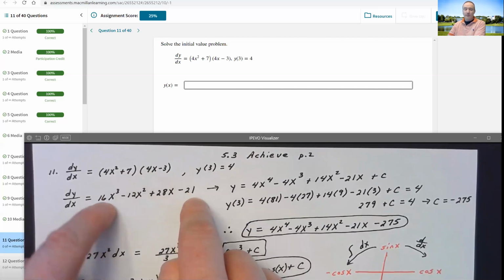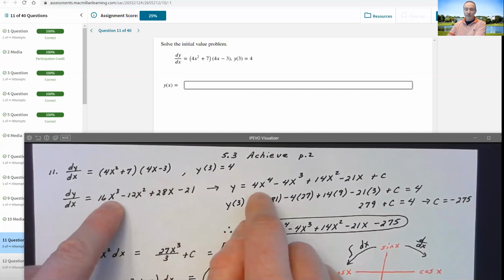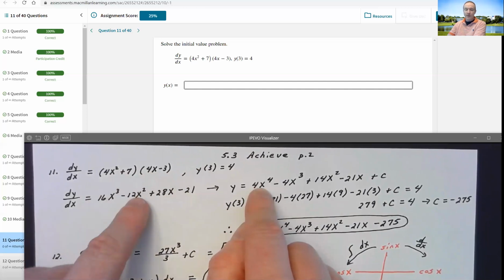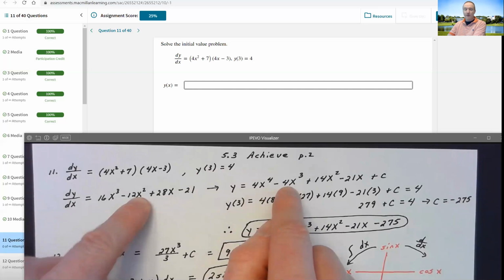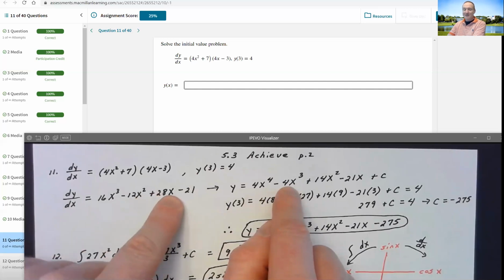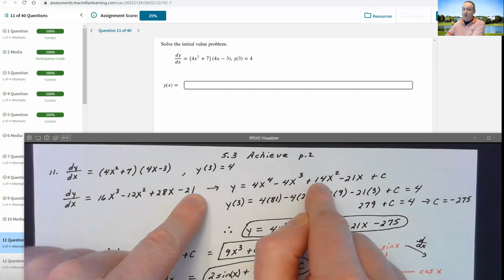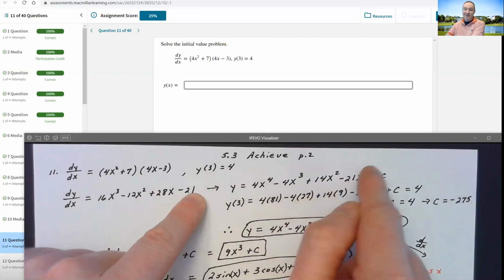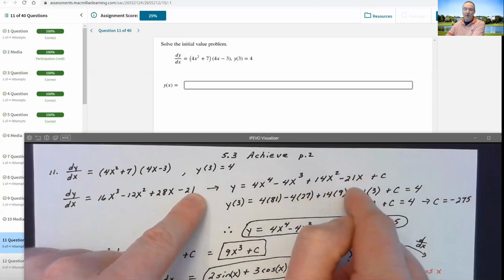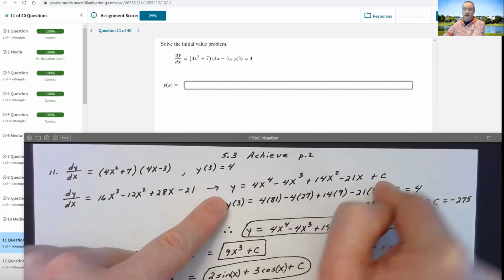Now we integrate term by term. The first term would have become 16x to the fourth over 4. I wrote it as 4x to the fourth. The next term would have been minus 12x to the third over 3. Simplified that to minus 4x cubed. The next one would have been 28x to the second over 2. Simplified that to 14x to the second. And then the last one, remember, this is just 21x to the 0, so power rule makes it become 21x to the first, technically divided by 1, plus your constant of integration.